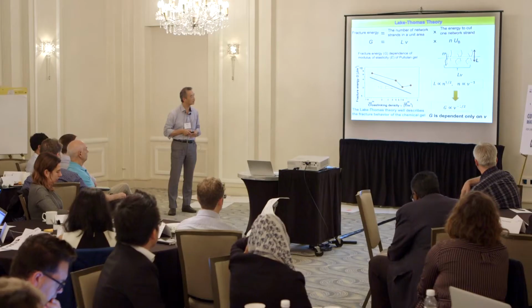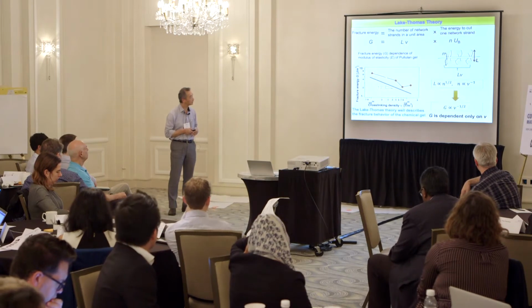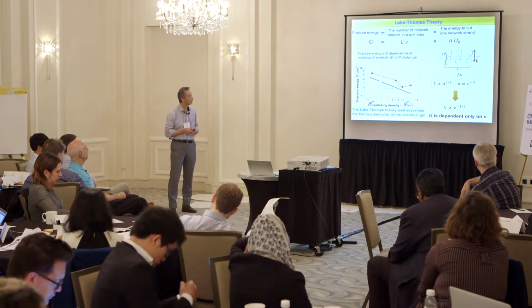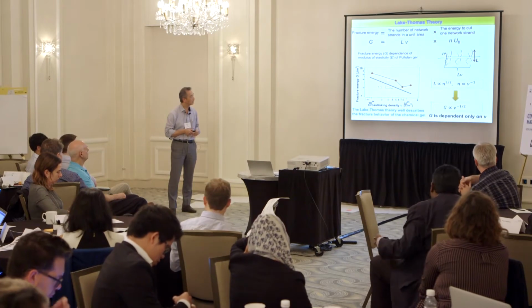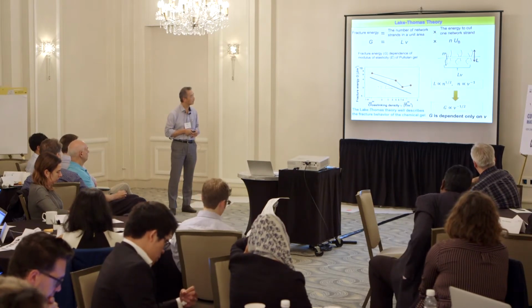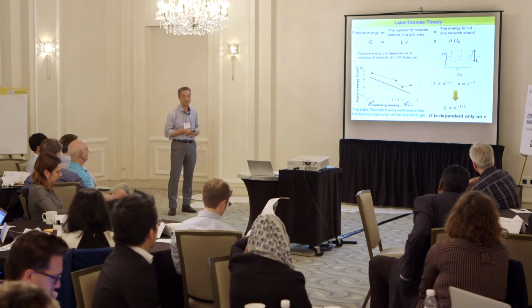Fracture energy is proportional to the inverse square root of the cross-linking density. So you can see the usual chemical gel shows the fracture energy decreasing with increasing cross-linking density like this. However, the sliding gel shows a quite different feature. You can see that the fracture energy of the sliding gel is almost independent of the Young's modulus, quite different from the usual chemical gels or rubbers.